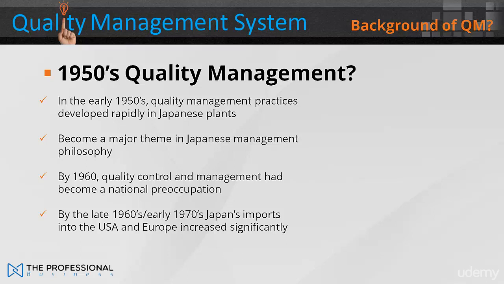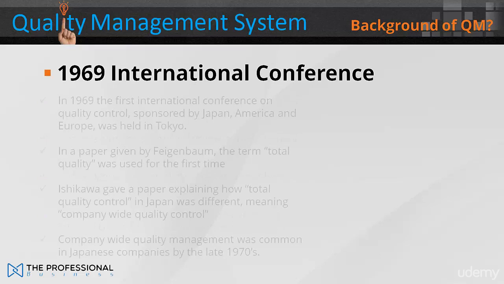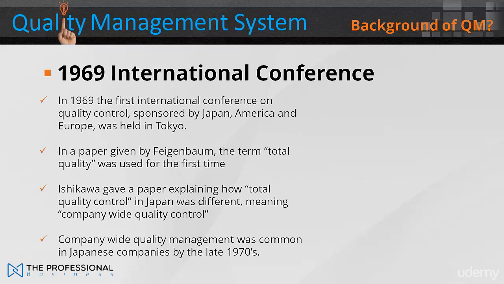By the late 1960s, early 1970s, Japan's imports to the USA and Europe increased significantly due to its cheaper, higher quality products compared to Western counterparts. In 1969, the first international conference on quality control, sponsored by Japan, America, and Europe, was held in Tokyo. In a paper given by Feigenbaum, the term total quality was used for the first time and referred to wider issues such as planning, organization, and management responsibility.